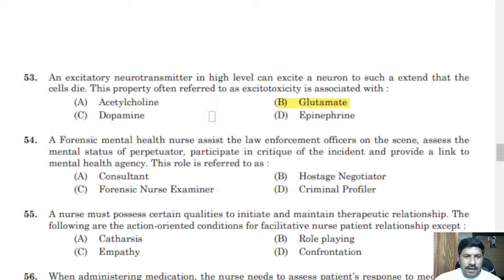Then 54th question. A forensic mental health nurse assists the law enforcement officers on the scene, assesses the mental status of the perpetrator, participates in critique of the incident, and provides a link to the mental health agency. This role is referred to as? Correct answer is hostage negotiator.